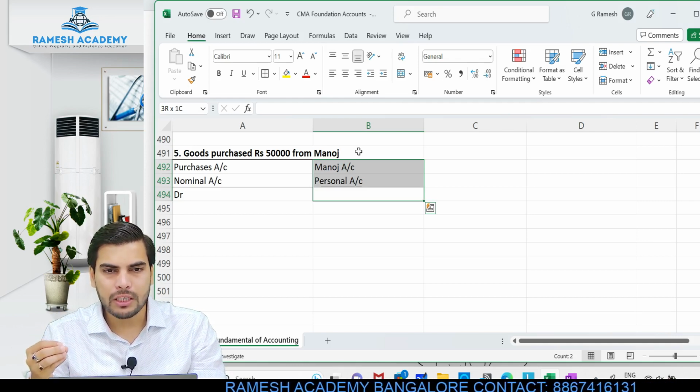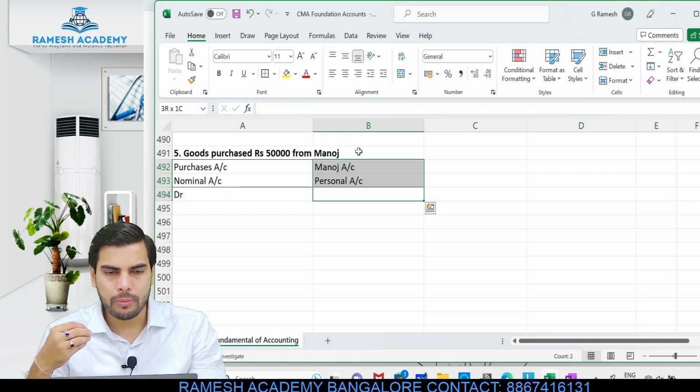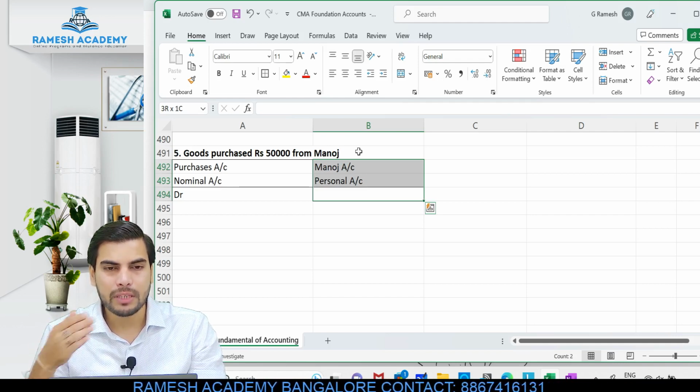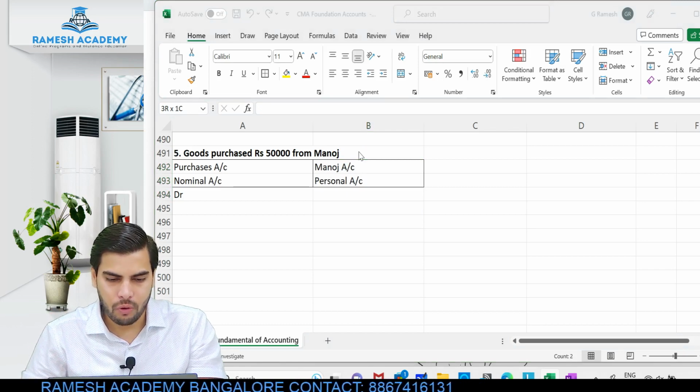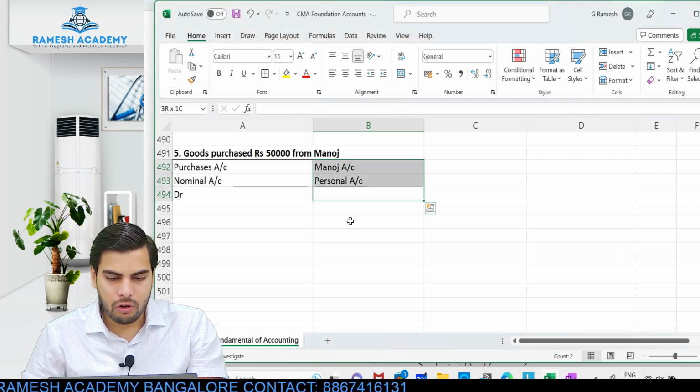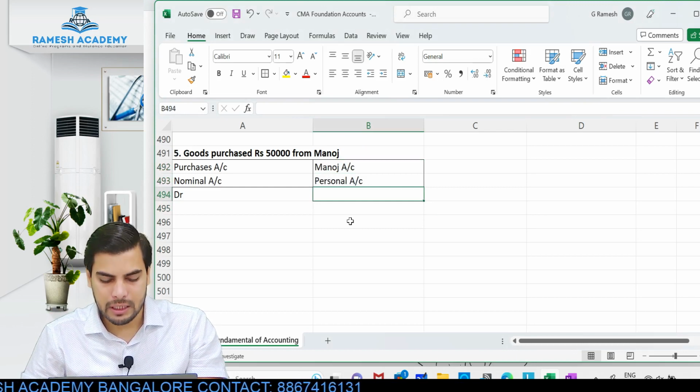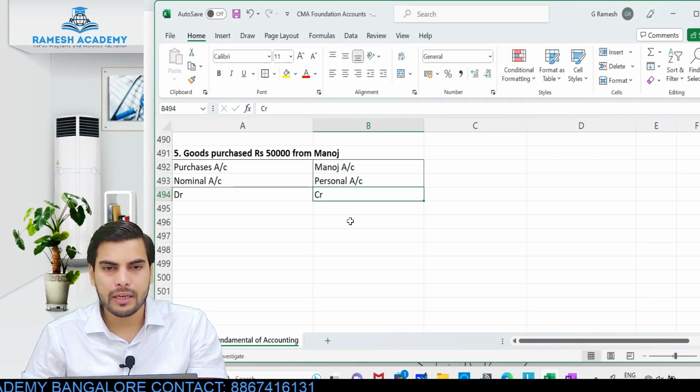What benefit is he giving? He is giving us goods worth rupees 50,000 and he is also giving us some time to settle the amount. So he is the giver of benefit over here. Therefore, according to the rule of personal account, debit the receiver, credit the giver. Just because he is the giver of benefit, I'll be crediting his account.